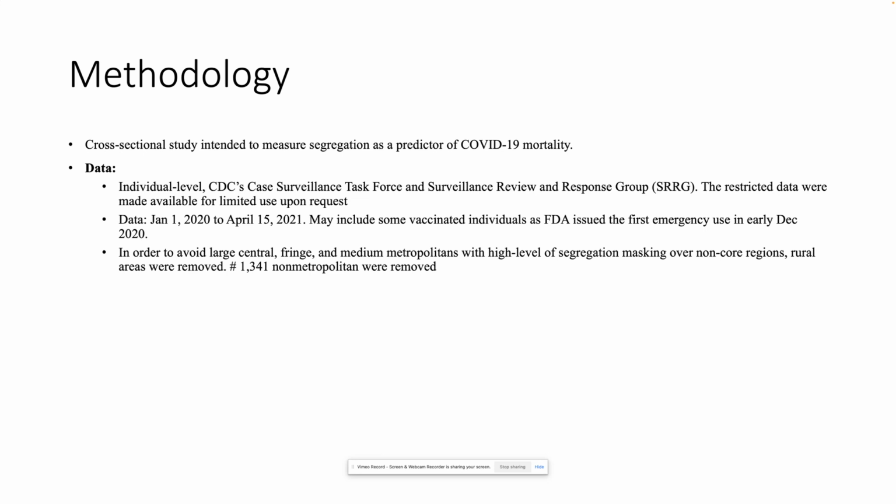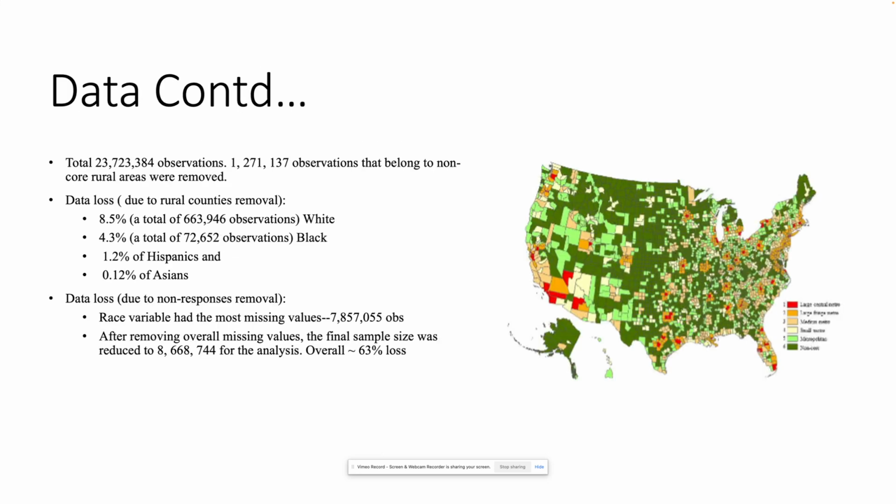That's why I had to remove non-core rural areas from the data set. So 1,341 non-core rural areas were removed. The total data set had 23,723,384 observations. And when I removed the rural areas, I had to remove more than 1 million observations. And there was a data loss due to that.